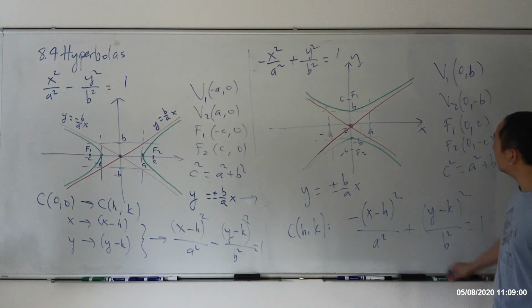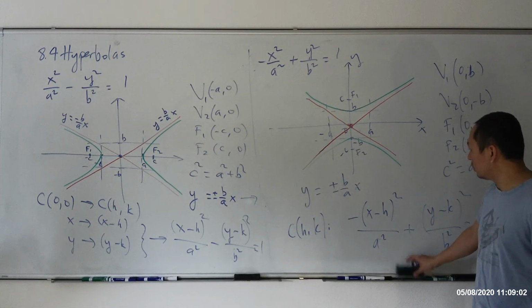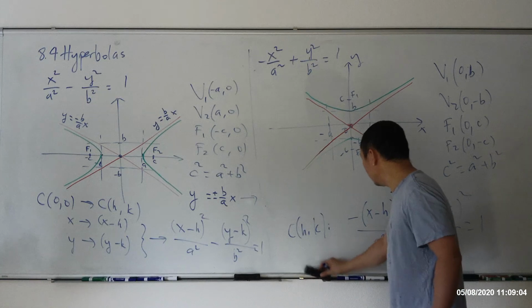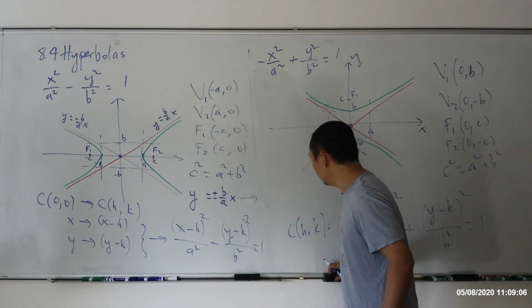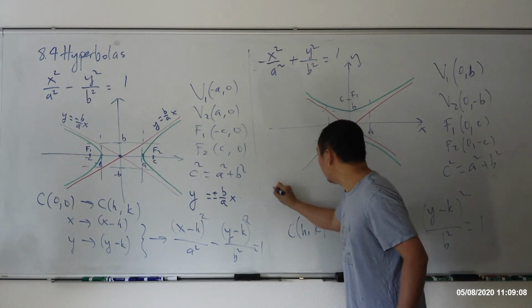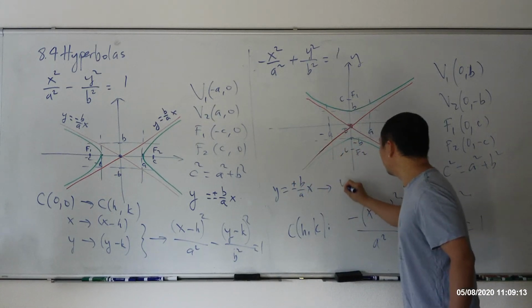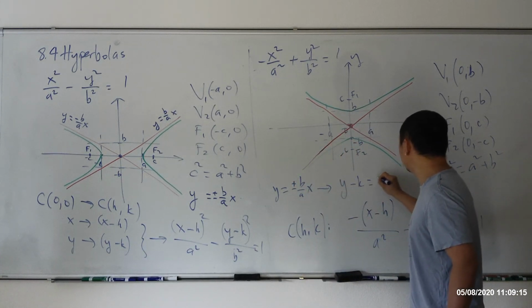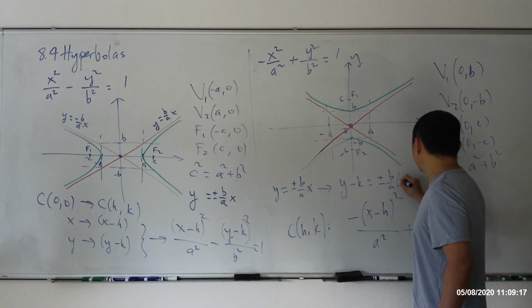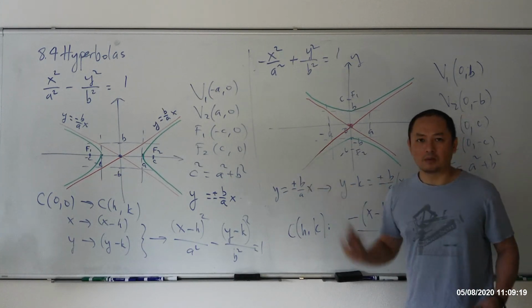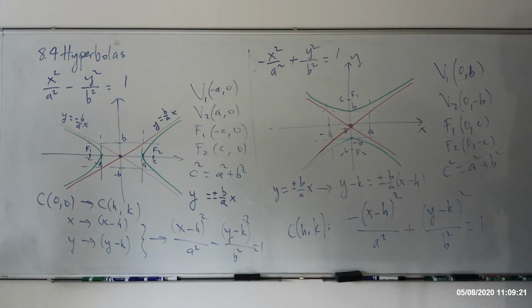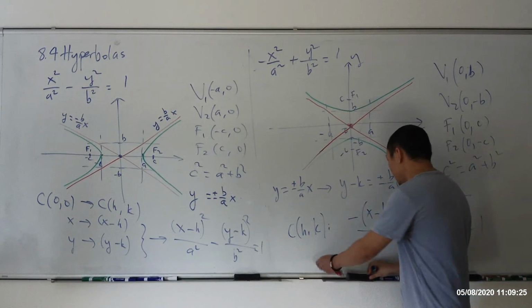I need to get some room to write. I'm writing too big. Okay, let me write it. y equals plus or minus b over a x. Now change to y minus k equals plus or minus b over a times (x minus h). It's the same thing as before. Nothing changed. That's everything about equations of hyperbola.